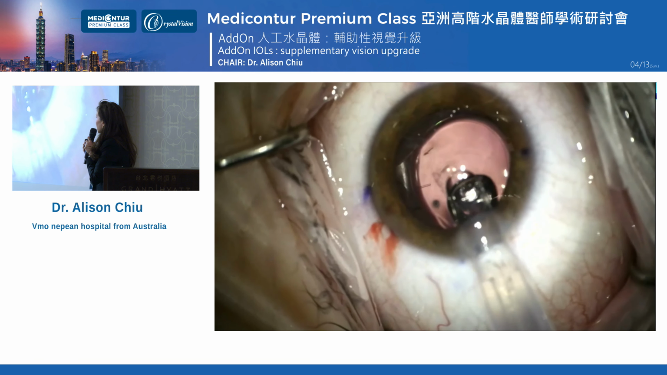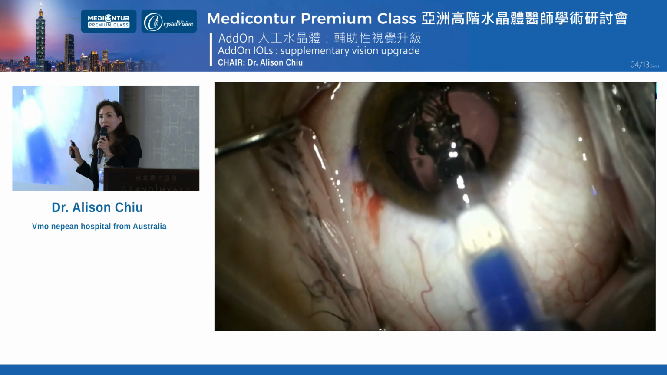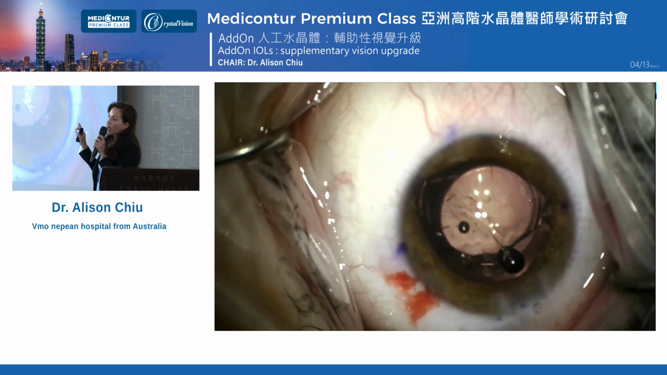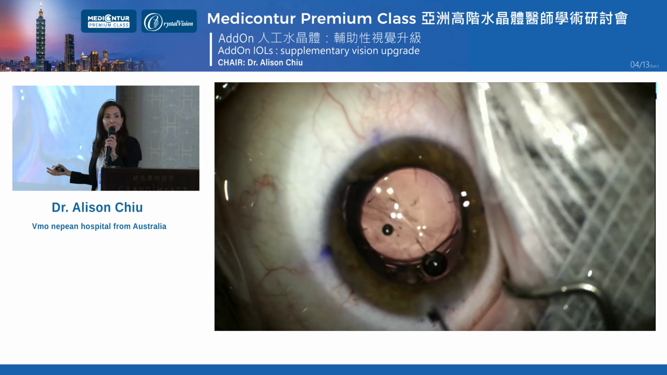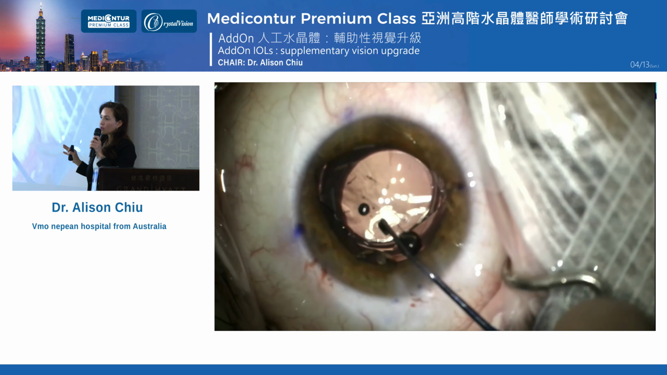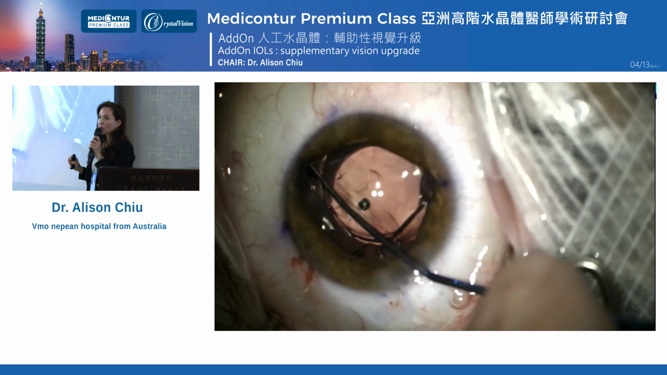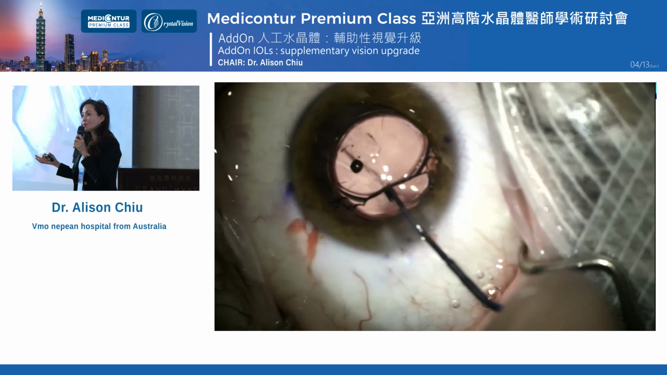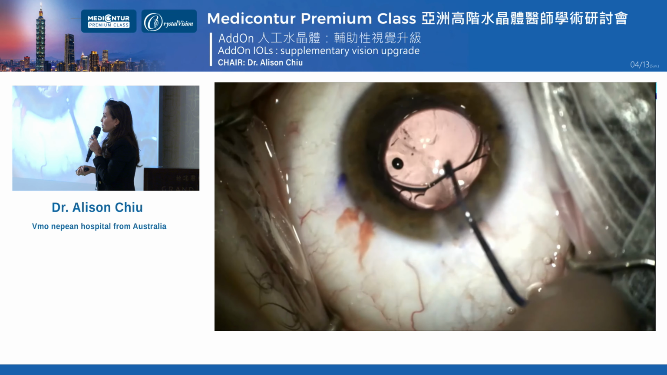And then the other thing is, because there is a toric in the bag, when you're manipulating the add-on and placing those haptics into the sulcus, you want to watch the rotation of your lens in the bag, which of course is not going to be an issue when you're doing it as a later approach, because that toric IOL will be stable.